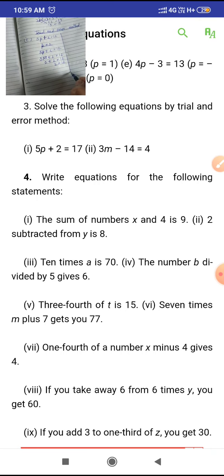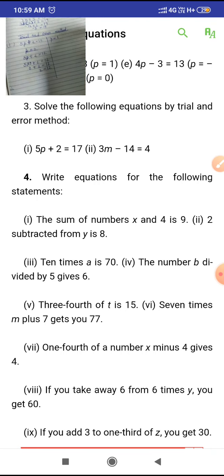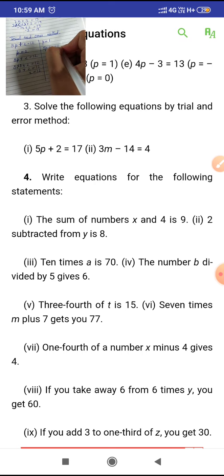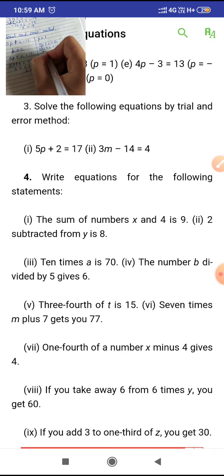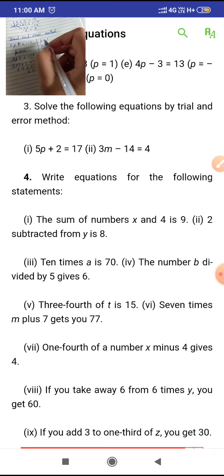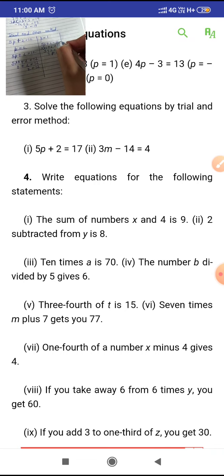Now we'll try another number. So we put 1 in place of p. We write our equation again. So we have 5p plus 2 is equal to 12. Then we write 5 multiplied by 1 plus 2 is equal to 12. 5 multiplied by 1 is 5, plus 2 is equal to 12, and we have 7 is equal to 12. 7 cannot be equal to 12, so it is also not a solution of our equation.